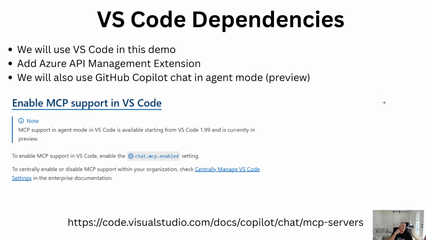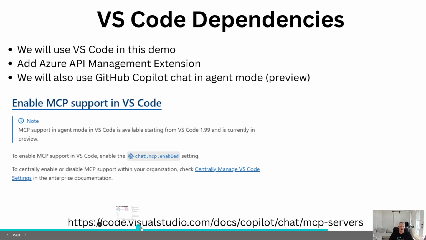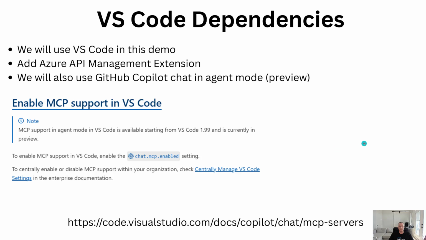You should be good. Now, we're also going to use VS Code here. In this case, we're just going to use VS Code as an MCP client because we want to be able to interact with our MCP server. This was enabled by default for me, but something to check would be to ensure that MCP support is enabled in VS Code. You can just search for this setting. There's more information available at this URL. I'll include that in the video description as well.